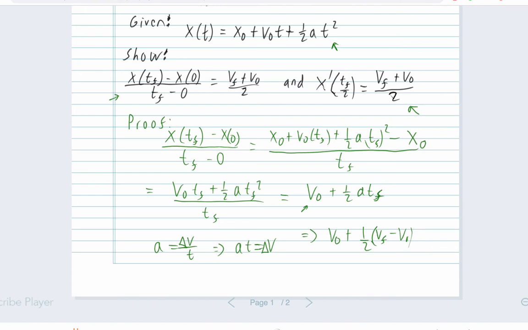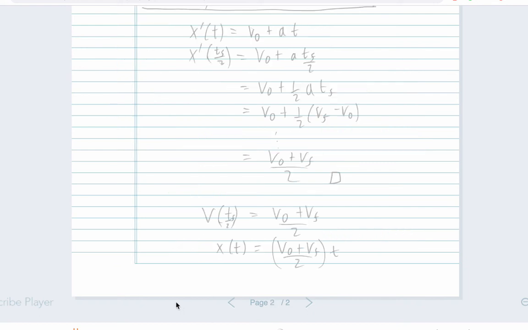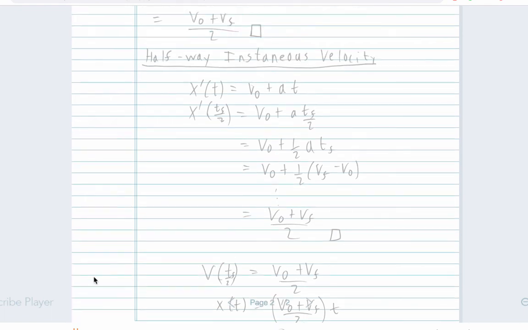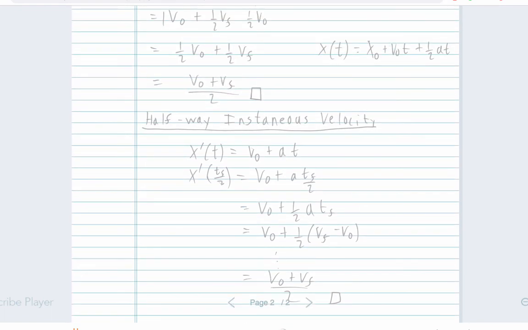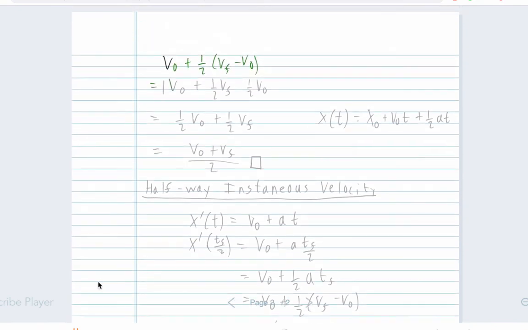Okay? So moving on to the next page, I'll just rewrite that really quick so that we have it. v final minus v initial. And so the last step is just to distribute that out. So we get 1/2 v final minus 1/2 v naught. 1 v naught minus 1/2 v naught is just 1/2. So we get 1/2 v naught plus 1/2 v final, which gives us what we want, which is v naught plus v final over 2, the average of the instantaneous velocities.